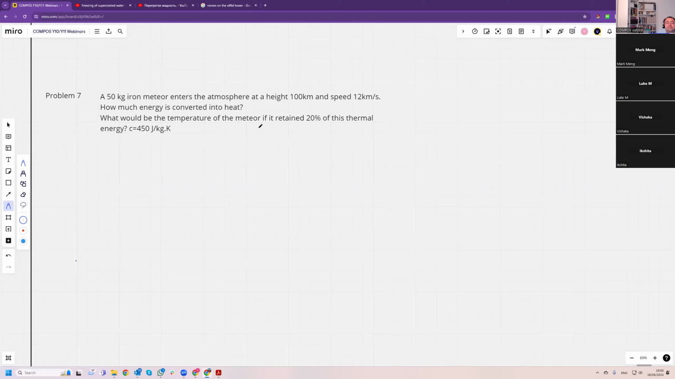Okay. And now to slightly more sophisticated energy calculations. A 50 kilogram iron meteor enters the atmosphere at a height of 100 kilometers and speed of 12 kilometers a second. How much energy is converted into heat? How would you approach that?